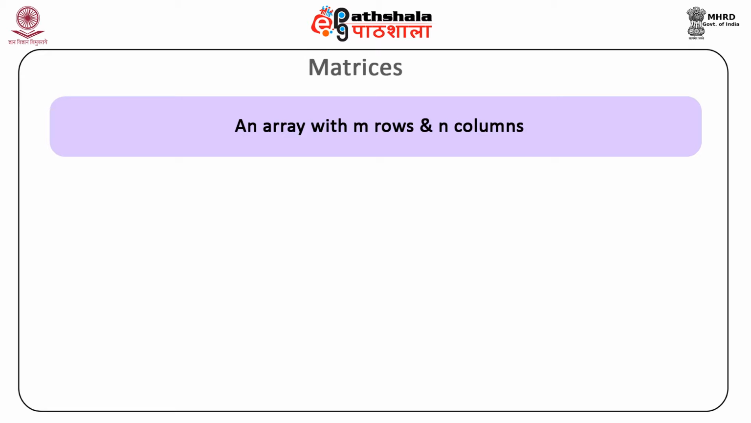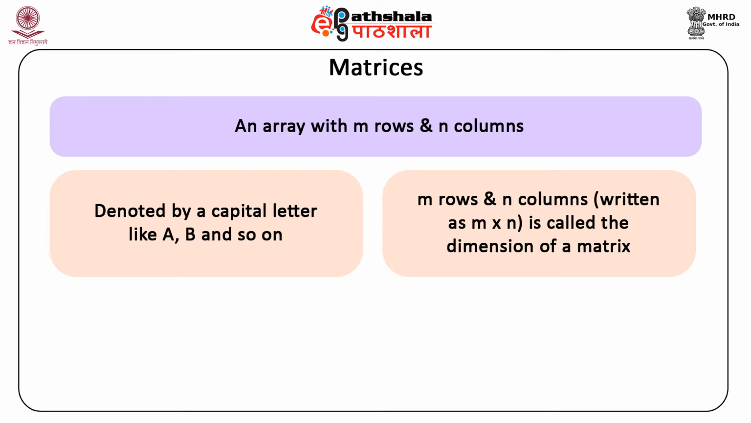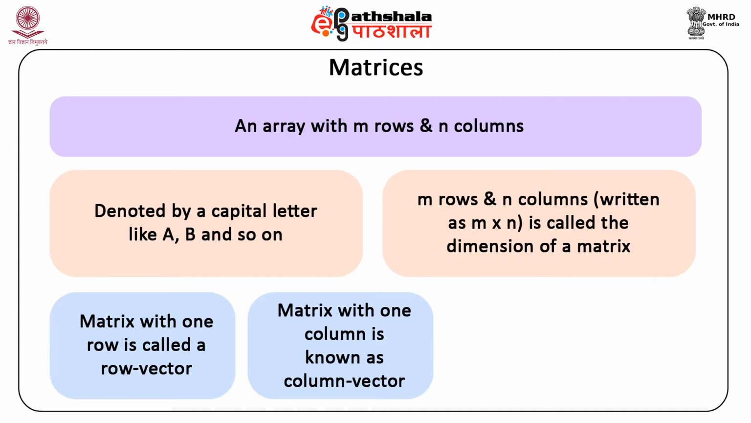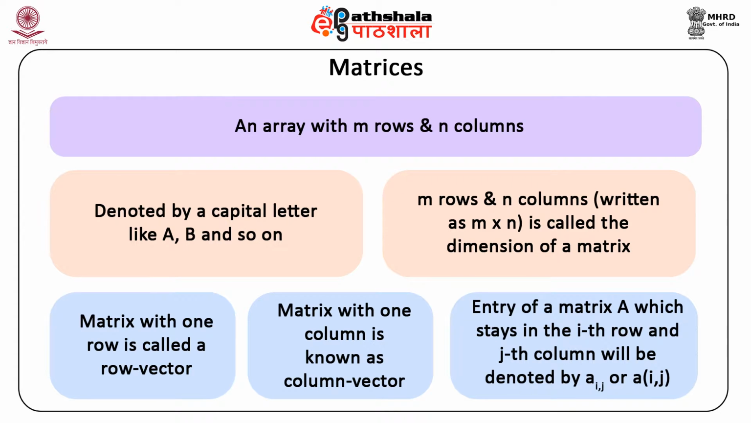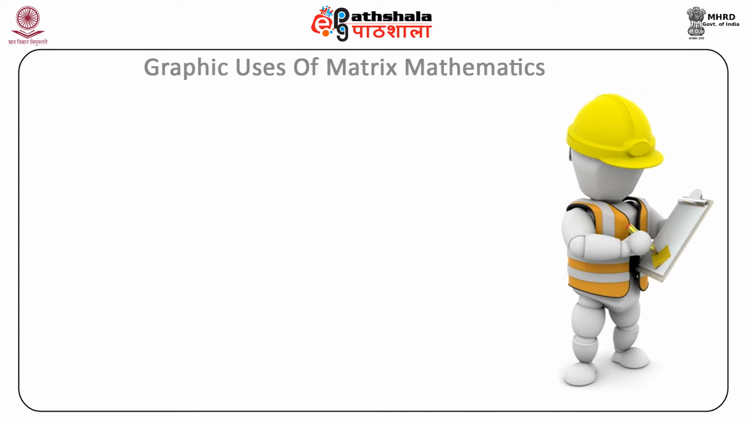An array with m rows and n columns is referred to as a matrix. It is generally denoted by a capital letter like A, B, and so on. The m rows and n columns are called the dimension of a matrix. A matrix with one row is called a row vector. A matrix with one column is known as a column vector. The entry of a matrix A which stays in the ith row and jth column will usually be denoted by A_ij. Graphic uses of matrix mathematics.